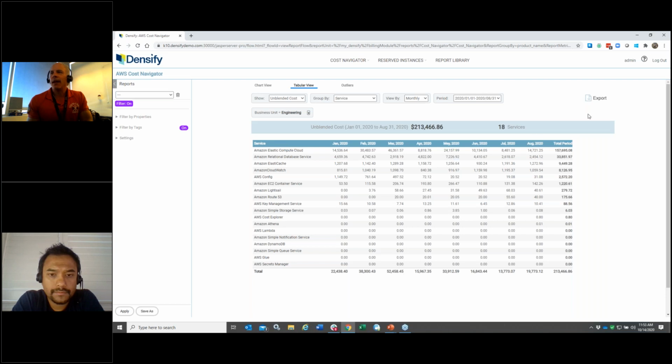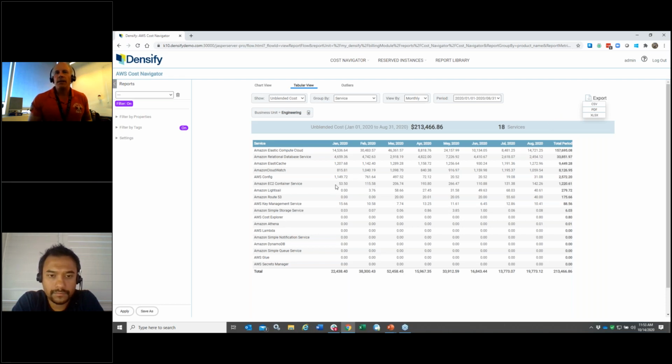Anywhere you see this export button, we can take this data. A lot of our customers will export that into a specific view. They might even feed this into something like a business intelligence tool. We've got Jaspersoft hiding in the background here that you can use as our business intelligence tool, or something like Power BI, Tableau, Looker, what have you.